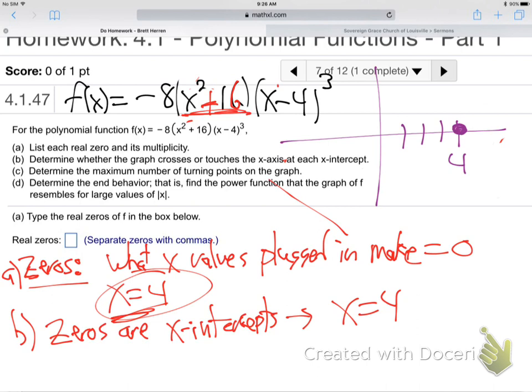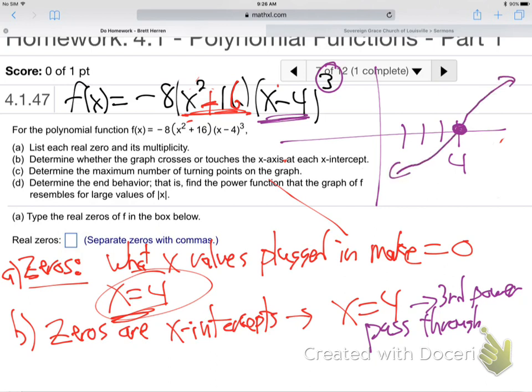How do you know? You look at the power on that term. Third power. And what does that mean? Odd power? Pass through. It's not going to bounce. Remember, even powers make you bounce because you can't be negative. So it will pass through. That means the graph's either going to be up here and pass down through there, or maybe the other way. We don't know. We'll know in a minute.